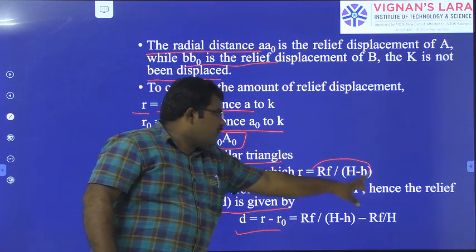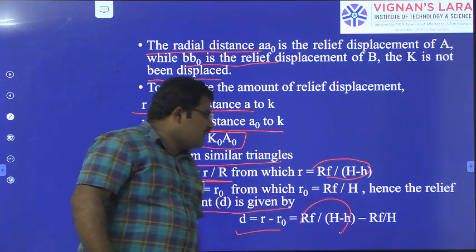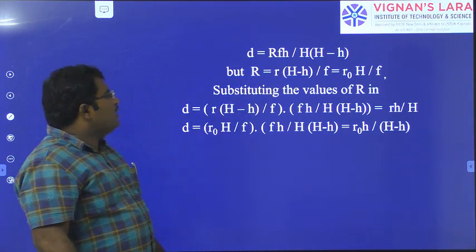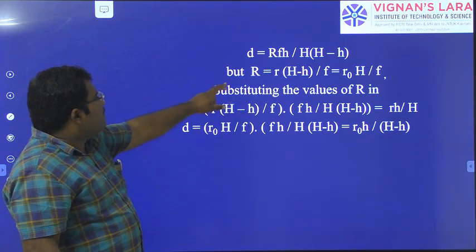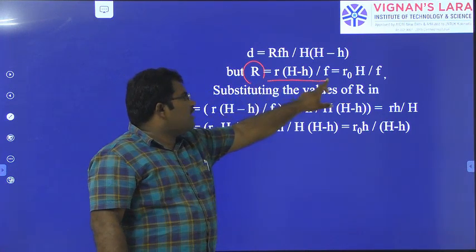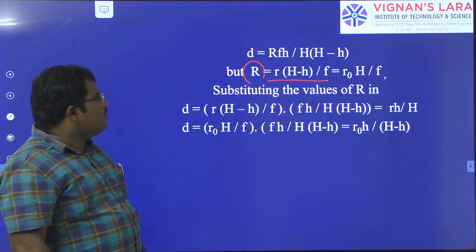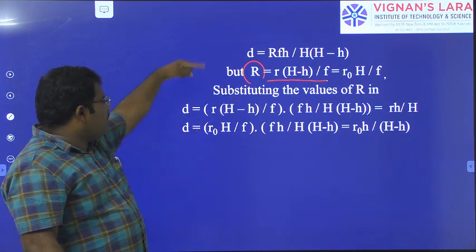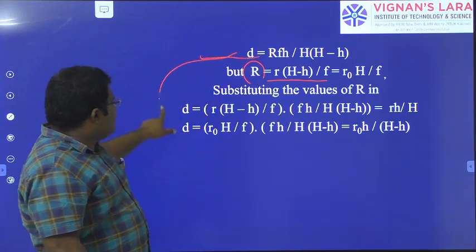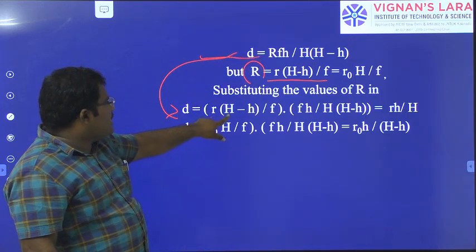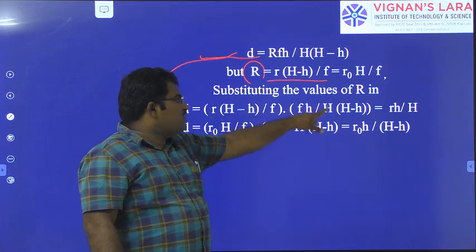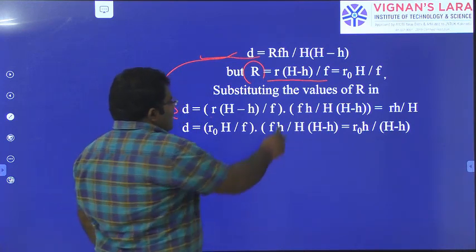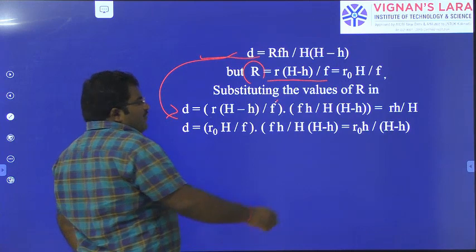So Rf divided by H minus h, minus Rf by H, right? So now we can see here D is equal to Rf by H, divided by H into H minus h, but R we got this value, and this may be equals to R0 into H minus F. By substituting those values of R in the previous displacement equation, this equation will be rewritten as R into H minus h by F into Fh divided by H into H minus h. Okay, so finally you are going to get a value of Rh. Why? Because everything gets cancelled, you are going to get a final value of this.